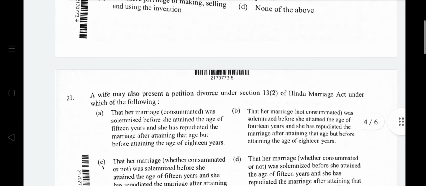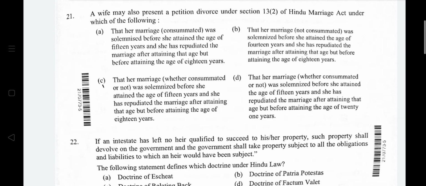Question number 21. A wife may also present a petition divorce under section 13 clause 2 of Hindu Marriage Act under which of the following? So here option number C is the correct answer. That her marriage, whether consummated or not, was solemnized before she attained the age of 15 years, and she has repudiated the marriage after attaining that age, but before attaining the age of 18 years is the correct answer. It doesn't matter whether it was consummated or not.